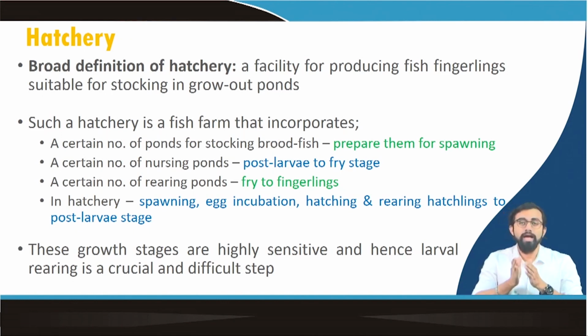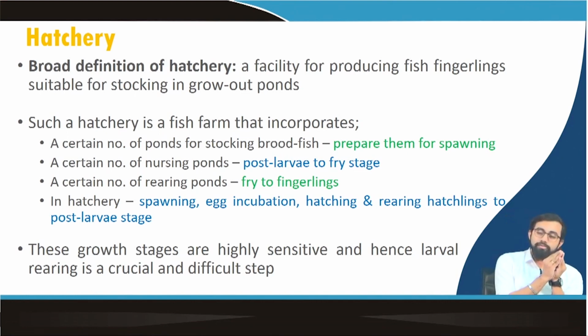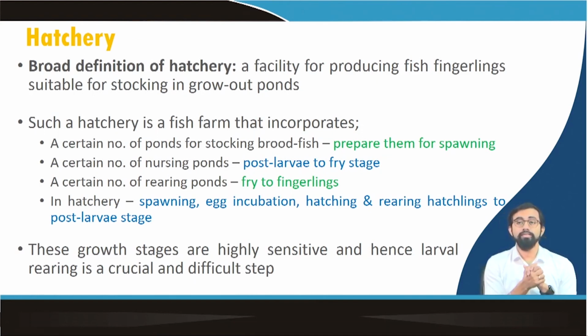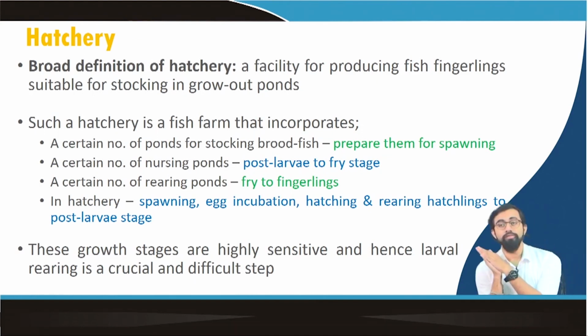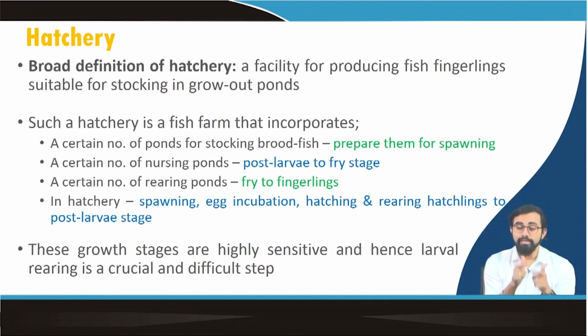So in general, what is a hatchery? You know what a hatchery is, right? It's a facility for producing fish fingerlings suitable for stocking in grow out ponds. The hatchery is the place where we start from the egg, even before the egg, when we take the broodstock and help them go through fertilization and laying the eggs. From that stage to the fingerling stage, we take care of them in the hatchery. Once it reaches the fingerling stage, we take it out and put it in the grow out pond for further maturing. We wait for it to be mature enough for its marketable stage, so that we can harvest it and sell it in the market, or use it for other purposes.